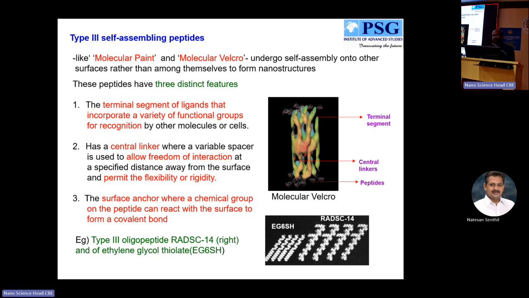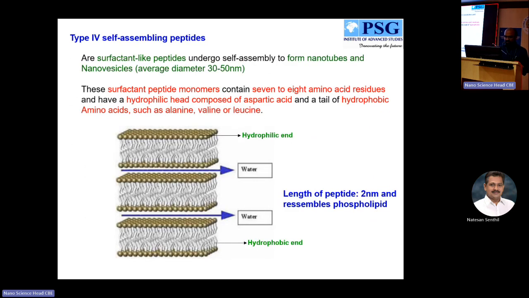One side is a terminal segment, and the other end is a peptide segment, and in between you have central linkers. Now, the terminal segment and the peptides give you attachment as well as the flexibility for these proteins to move forward and backward, and one end is attached. Okay, so this is a type of covalent bond where the attachment is very strong. Therefore these structures can have very good stability on a substrate when attached. So type 3 oligopeptide is one example of such peptides.